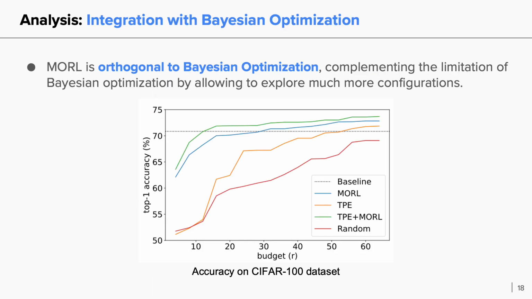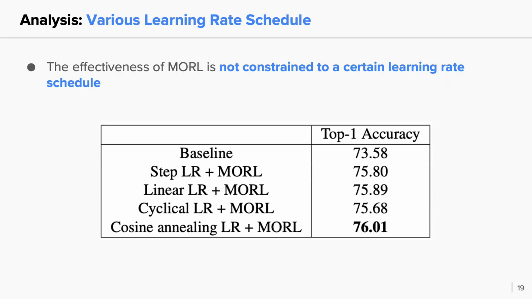MORL and Bayesian optimization complement each other by exploring more configurations and adaptively suggesting configurations. And finally, the effectiveness of MORL is not constrained to a certain learning rate schedule.